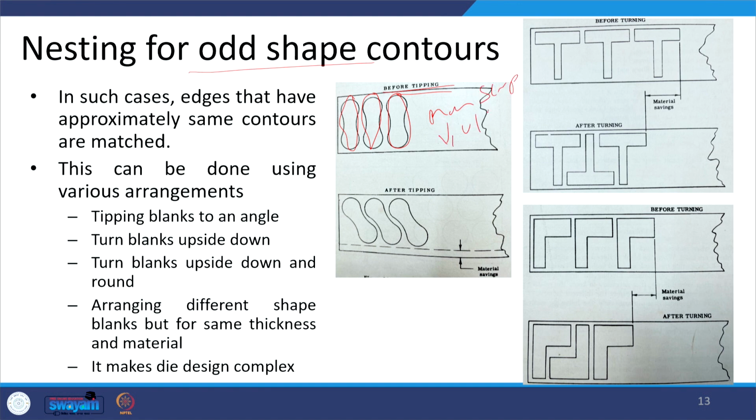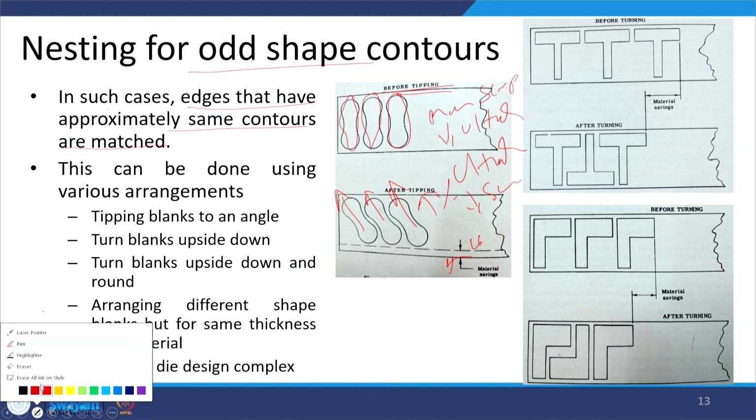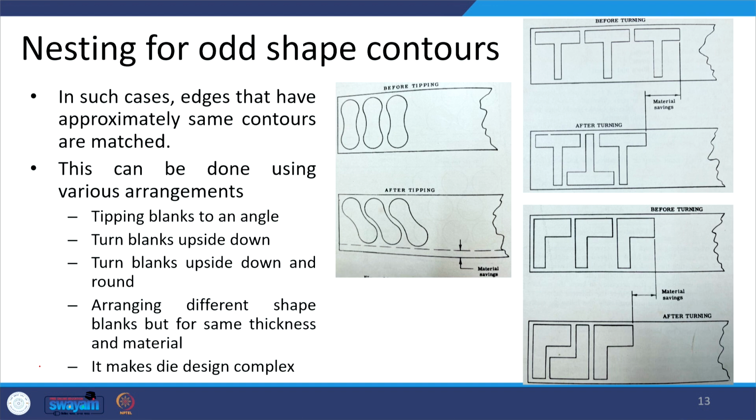Okay, reduced utilization. But if the blanking is done by tipping it at some angle, by inclining the blanking at some angle, then this will result in material saving, and this will increase the percentage utilization and reduce the scrap. So, in case of odd shape contours, in such cases edges that have approximately the same contours are matched. Okay, this is one. And then there are certain guidelines on how it can be done.